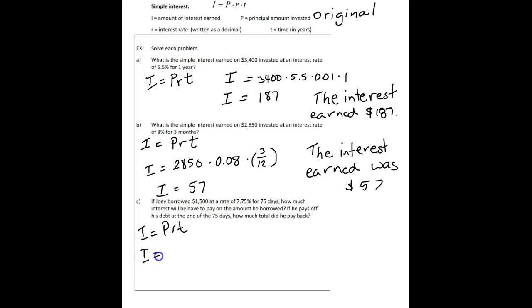Okay, so we're going to fill in our formula. So he borrowed $1,500, and our interest rate is 7.75%. If you're not sure how to write that, go ahead and multiply 7.75 times 0.01, and it's 0.0775. Don't lose any of those decimals, they're really important. 75 days. How much of a year is that? Well, there are 365 days in a year, so it's 75 out of 365. All right, so we gotta actually multiply this all out.